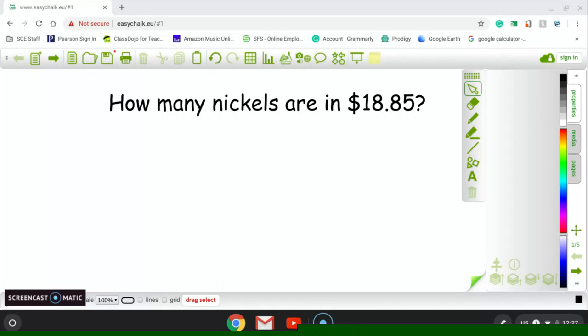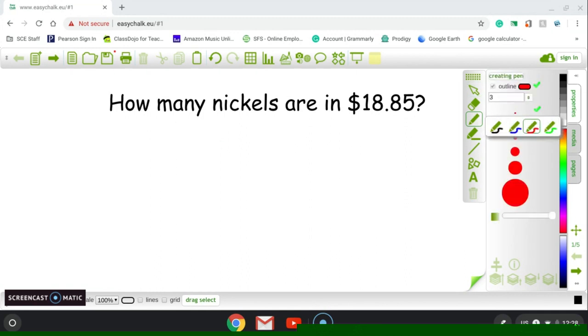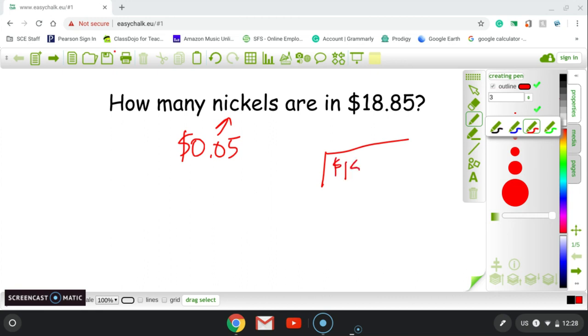So number 1, how many nickels are in $18.85? First thing we need to know is, what is a nickel? A nickel is 5 cents. So how many 5 cents are there in $18.85? Well, $18.85 is our whole that we're cutting. So our whole number goes inside the box, and we're cutting it into 5 cents. Again, I'm not going to put my zero whole number. It's not needed as long as I have my decimal.